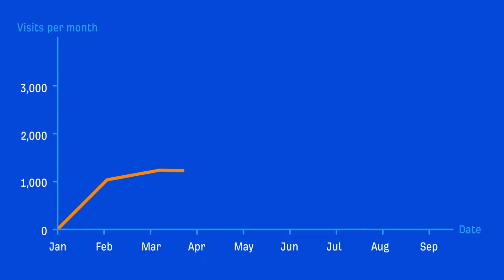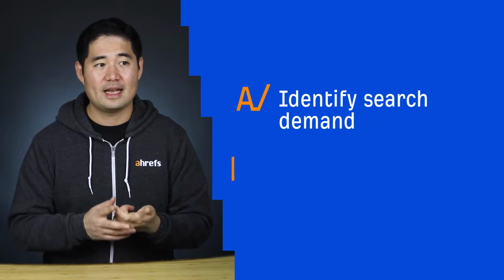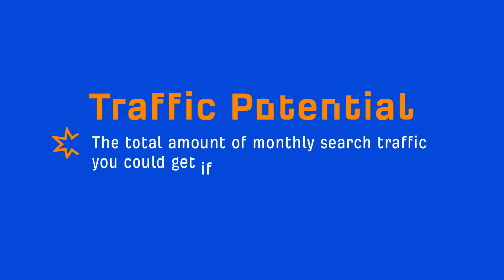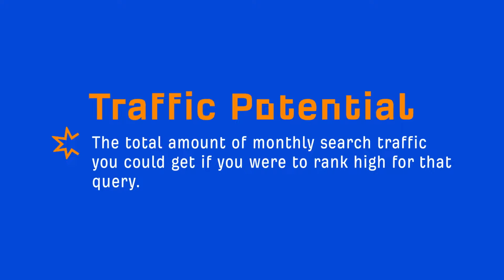Now, when you create content around topics that people are searching for, then you get the opposite effect. Free, passive, and consistent traffic that usually grows over time. To find topics worth creating content on, you'll need a keyword research tool to A, identify search demand, and B, understand traffic potential of the topic, which is the total amount of monthly search traffic you could get if you were to rank high for the query.